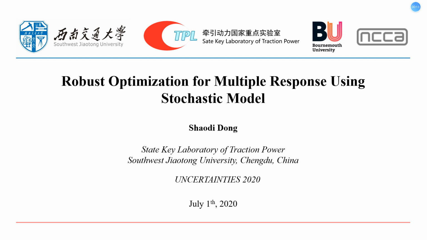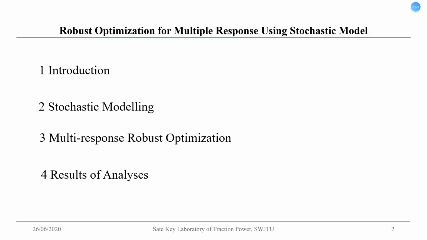My topic is robust optimization for multi-response using a statistical model. My research mainly includes four parts. The first one is the introduction, 2. Statistical modeling, 3. Multi-response robust optimization, and 4. Results and analyses.